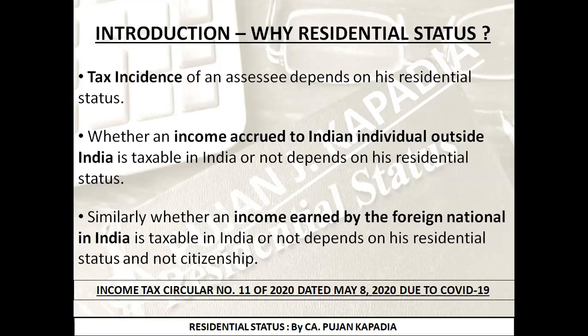I have broadly bifurcated that part into further points. The first point says that if income has accrued to an Indian individual outside India, that is, suppose I have received some income outside India, whether income tax is liable on that particular income in India or not. That is one question.